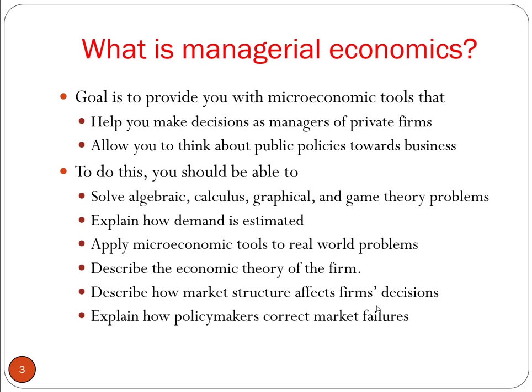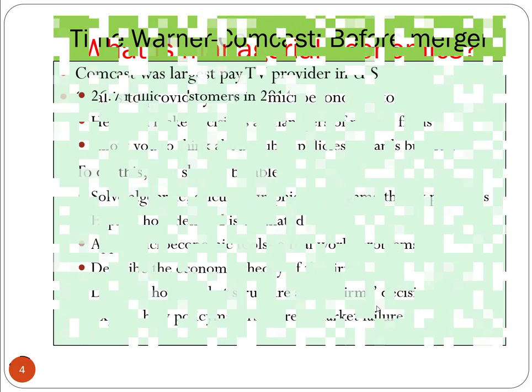To do this, we want to describe the economic theory of the firm, how economists think about firms, and then we want to describe how market structure affects firms' decisions. The final thing we'll do is we'll explain how policymakers correct market failures. So market structure is what the market looks like, what other firms are in the market, what the product looks like, these kind of things, and how these affect firms' decisions. And we want to focus not generally on market failures. We want to talk specifically about market failures related to firms, and so we'll be talking about dealing with monopolies and oligopolies, and this fits into understanding how the market structure of these works.